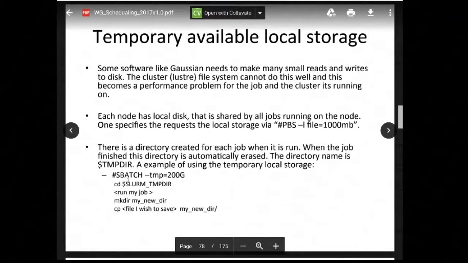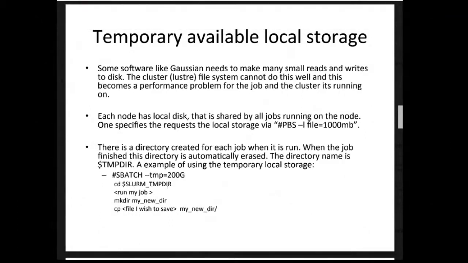You do an sbatch --tmp=2000G. That will give you the 2000 gig. You change to the $SLURM_TMPDIR directory. You can run your job, but then you want to copy your file back into your regular directory because this temporary directory will be deleted. So this is temporarily available storage while your job is running, and it disappears afterwards. But you can make use of it. And for programs like Gaussian, they have to make use of it, because if they try to read and write all those small files to the cluster file system, it would bog it down totally.